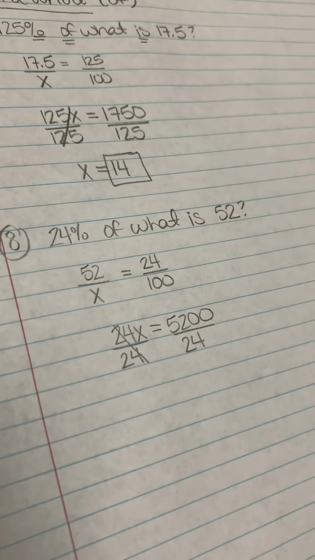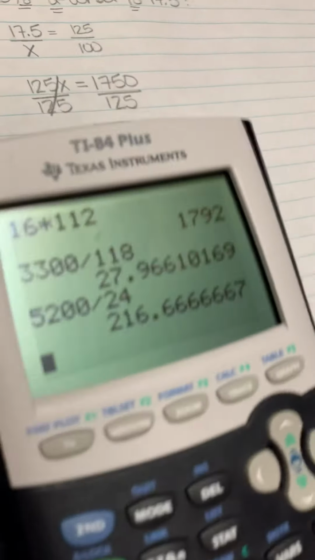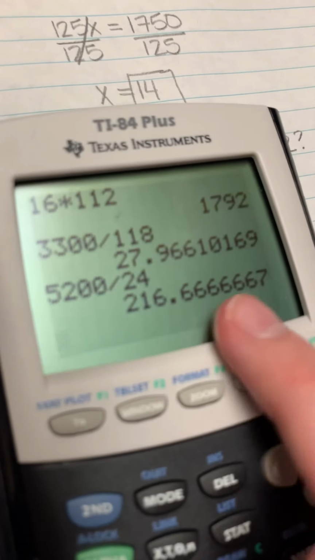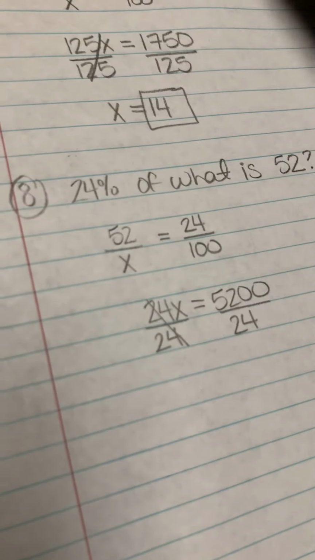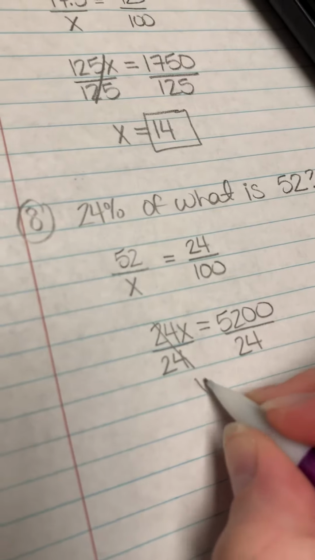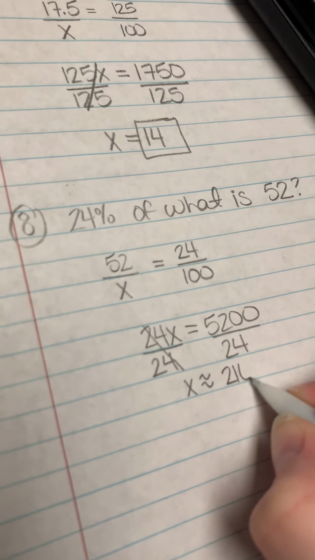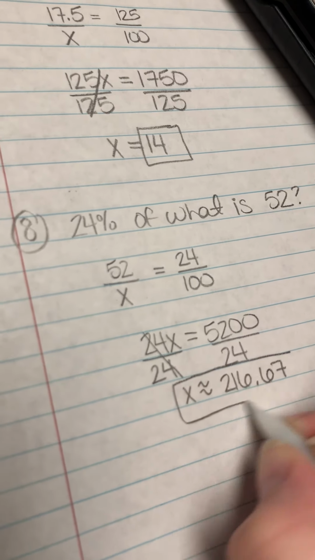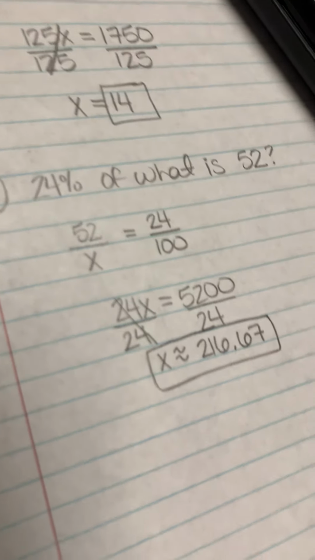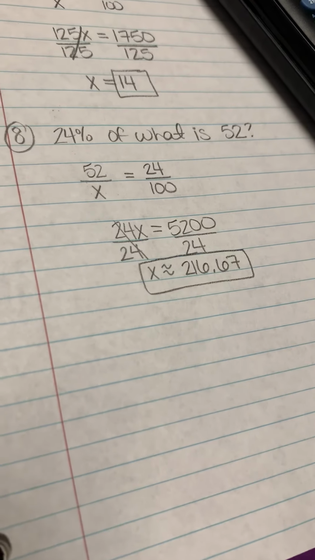And again, with this one, we're going to find that we have to round. Rounding to the hundredth, so again, we're going to pull out that approximate symbol. So x is approximately 216.67. x is approximately 216.67.